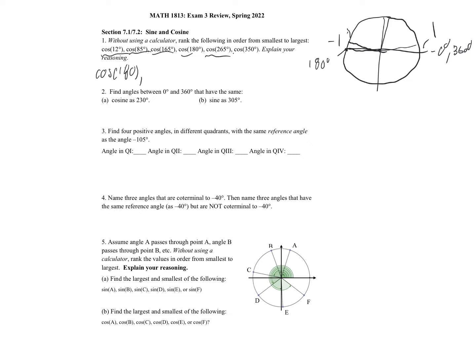And then we have cosine of 265, which is right about there, and then cosine of 350, which would be 10 degrees from this line. So we go from smallest to largest.